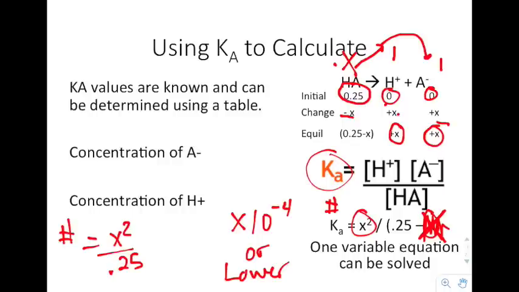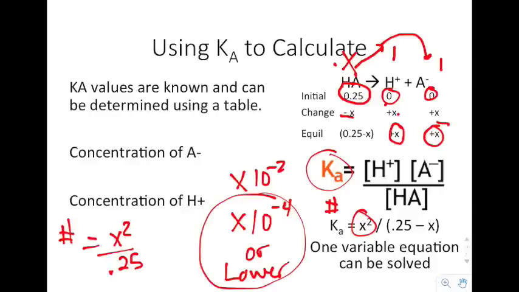If you have something that is 10 to the minus second, this is no longer true. You can't cancel that term out. Because of that, you would actually have to multiply both sides, and it ends up being a quadratic formula calculation, which is kind of messy. So you're looking for something 10 to the minus fourth or lower.